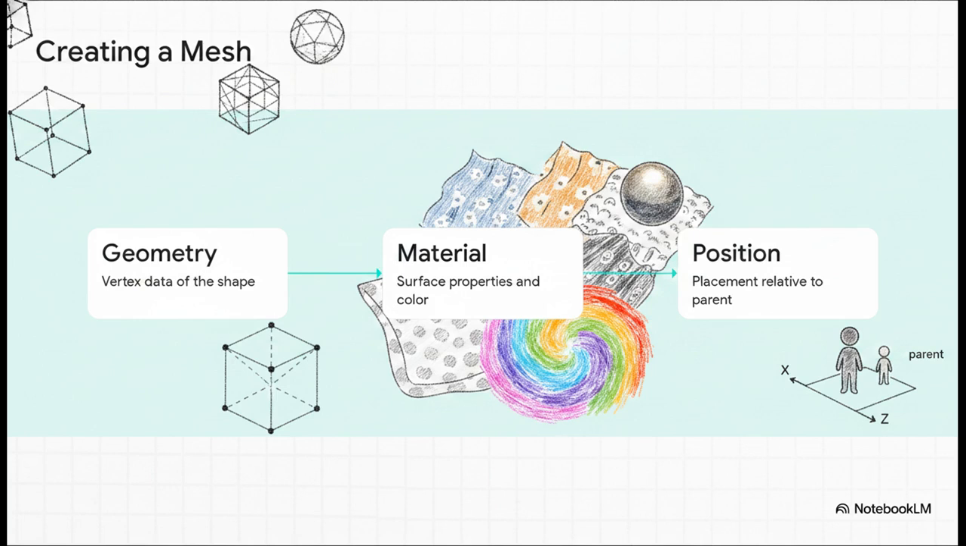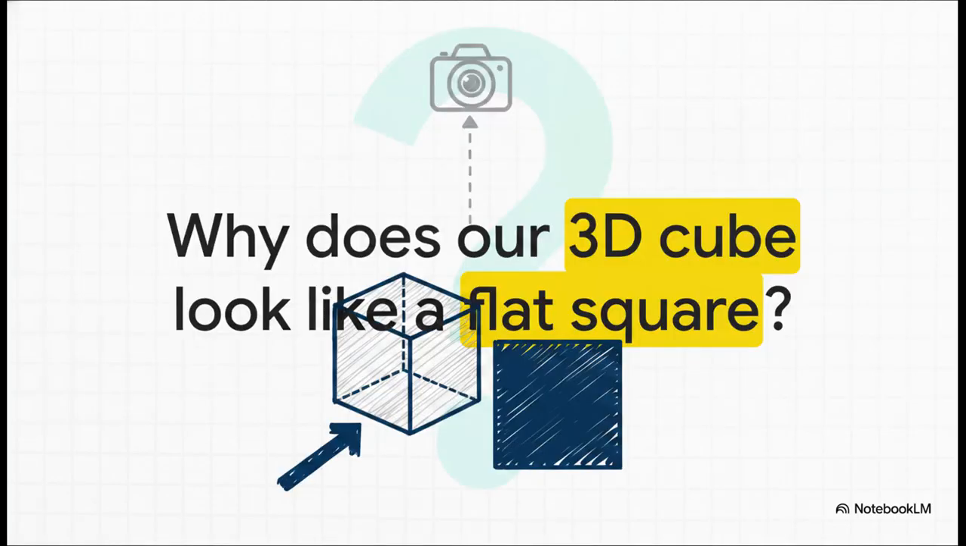Ingredient 2 is the material. Think of this as the object's costume. It defines its color, how shiny it is, or maybe what image is wrapped around it. And finally, ingredient 3 is position and orientation, basically exactly where it stands on the stage relative to its parent. Mix those 3 together, drop the mesh into your scene, and boom, you have a 3D object. But here's the catch.